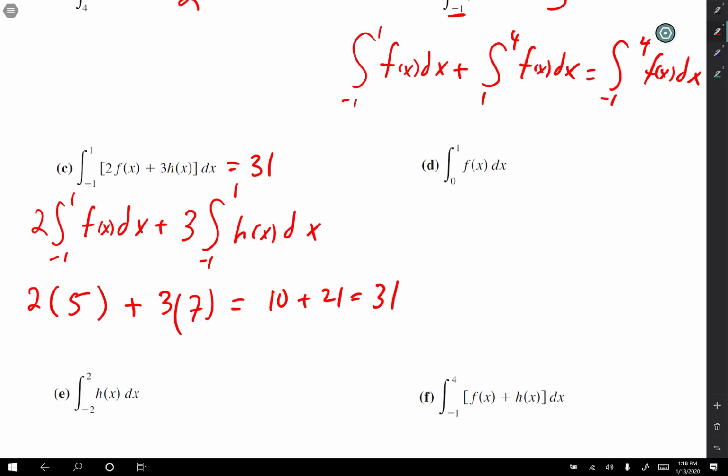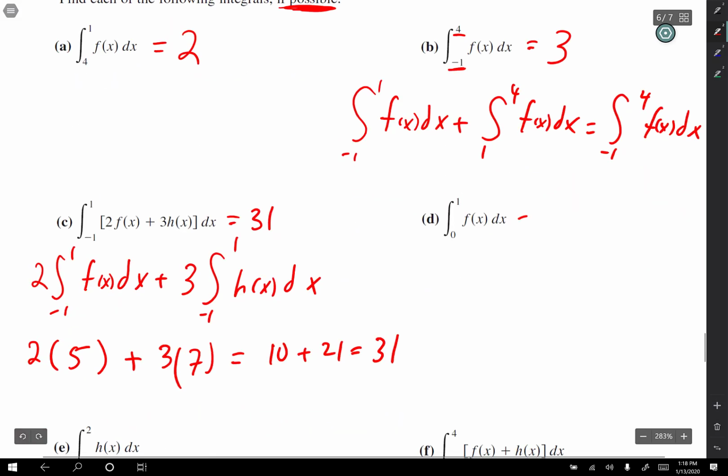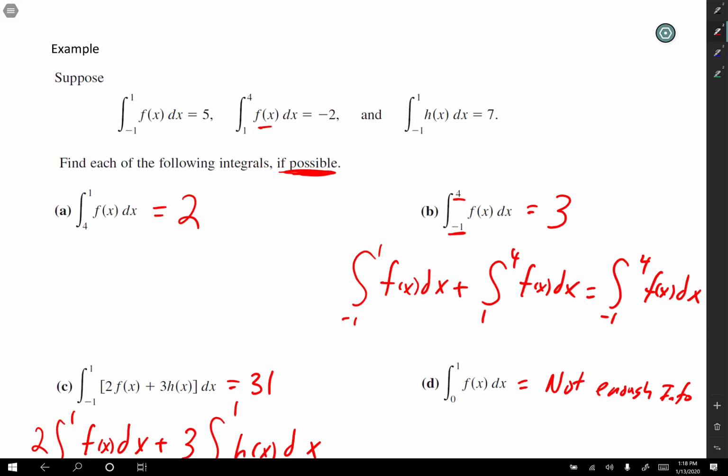Area of the curve from 0 to 1 of f of x. Let's see if I have enough information. I do not. If they would have told me that f of x was odd or even, then I would have had enough information, but they don't. So this one is not enough info. There's nothing I can do to get from 0 to 1.